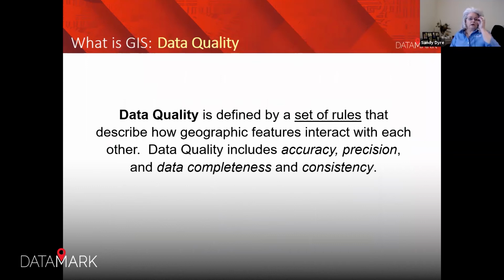So when we talk about data types, in order for the data type to work properly, we have to have data quality that sits behind it. Data quality is a set of rules that describe how that geographic feature, the points, lines, and polygons, are going to interact with each other. And data quality itself can include accuracy, precision, data completeness, and data consistency. So the best way to convey this, we're going to use the data types we talked about, and we're going to apply these data quality rules. I know this is going to sound boring, but bear with me, okay?